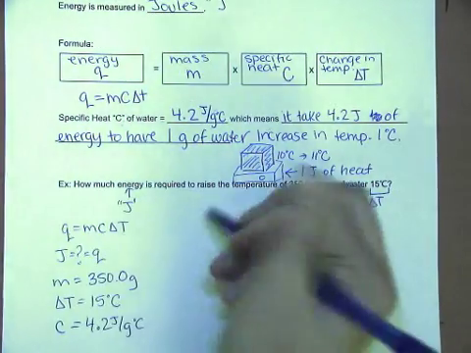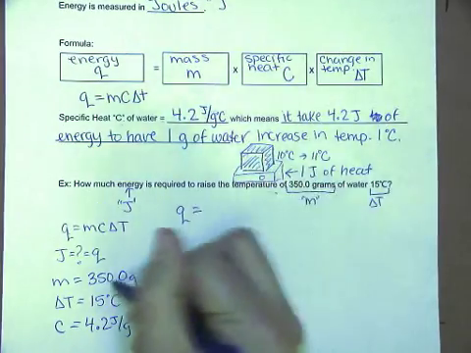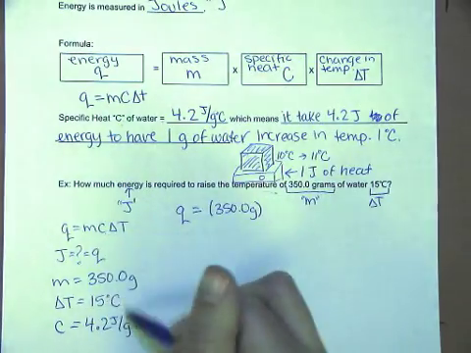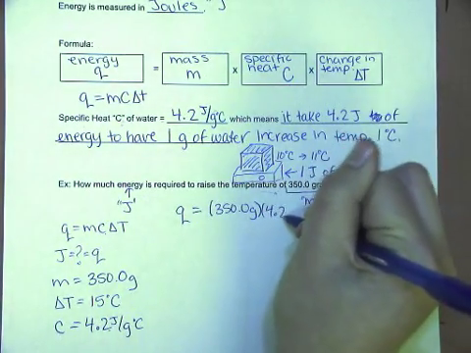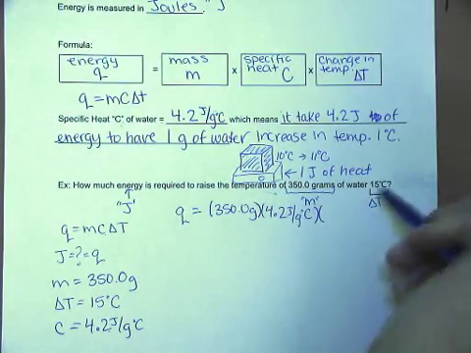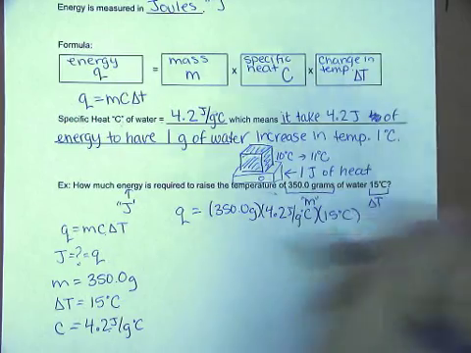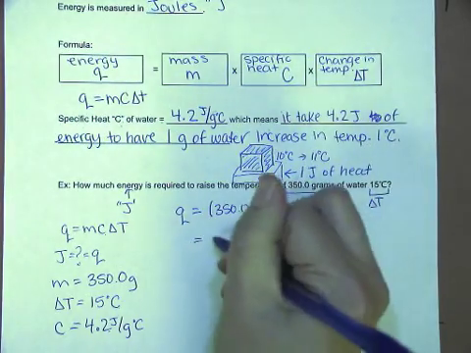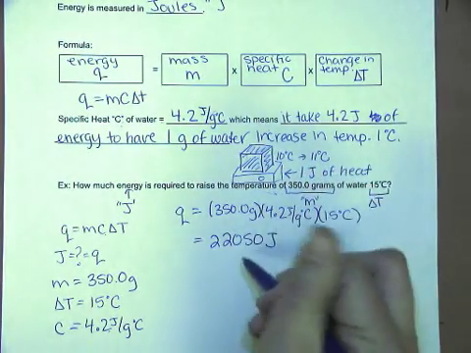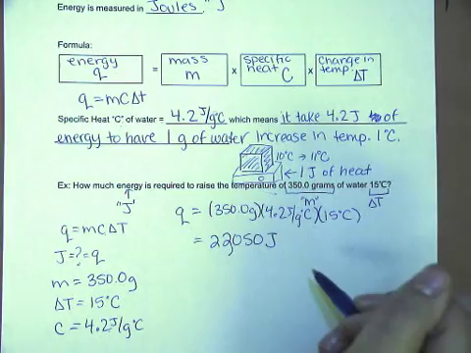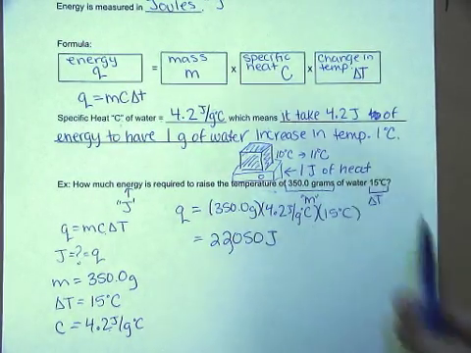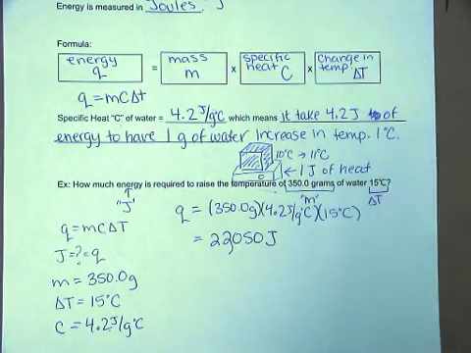So I'm looking for Q. Q equals mass, my 350 grams, times my specific heat, 4.2 joules per gram degree Celsius, times my change in temperature, 15 degrees Celsius. I plug that in my calculator, I get 22,050 joules. So that is 22,050 joules of heat that I have to apply to my 350 grams of water to raise its temperature 15 degrees Celsius.